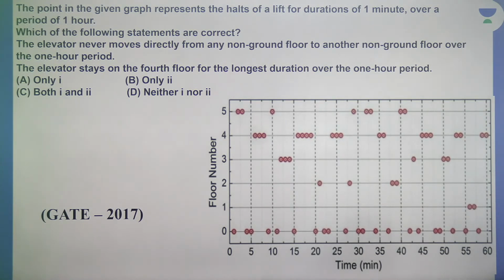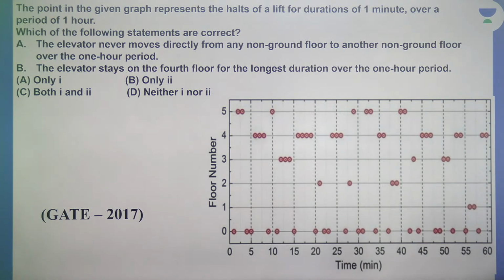Yeah, I think A and B got deleted, but you know which is A and B, right? These are the two statements. A and B. Okay, option A, option B, option C, option D. I can see almost all the options. So let's see which is correct.